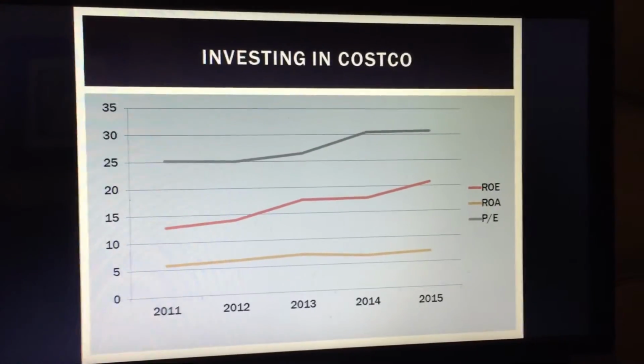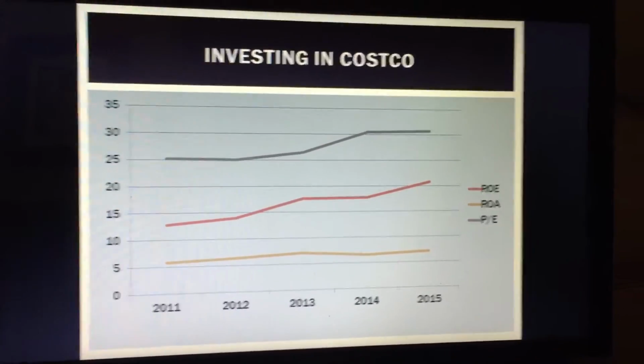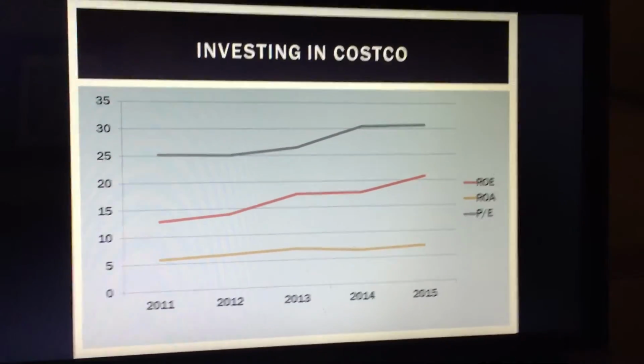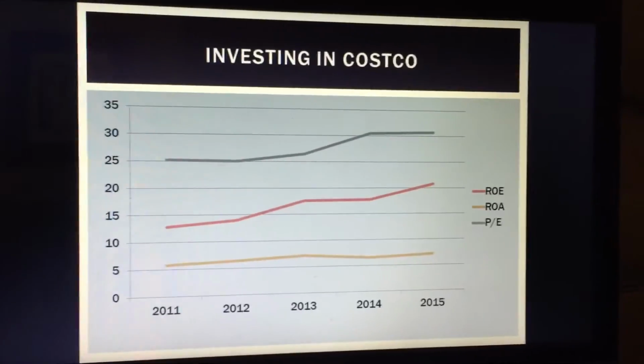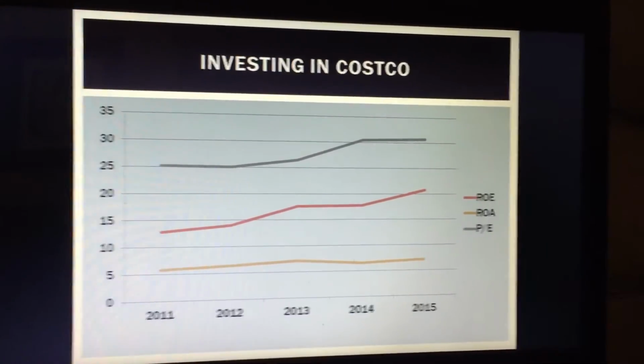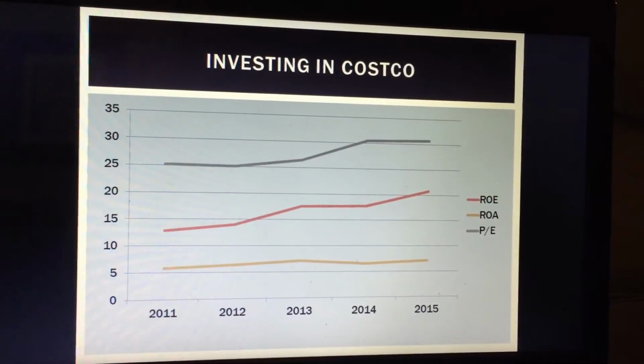With these numbers, I would not invest in Costco, not right now. It shows that they're growing, but their numbers aren't high enough to convince me that they will stay.